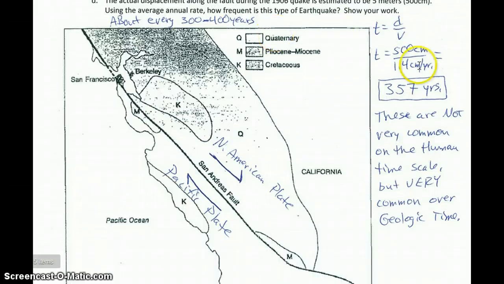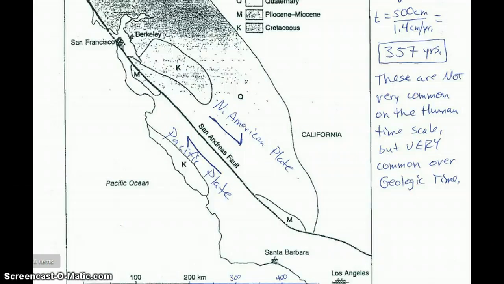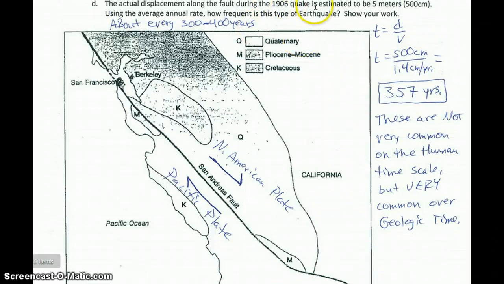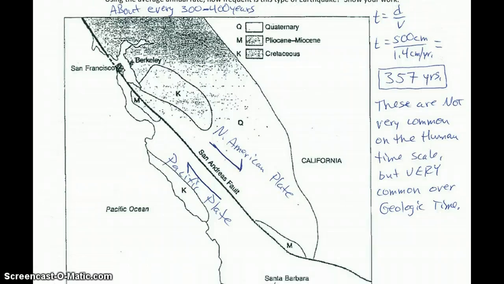So here we go. Letter D says the actual movement along the fault during the 1906 earthquake is estimated to be 5 meters, which is 500 centimeters. Using the average annual rate, how frequent is this type of earthquake? Show your work. So the time is going to be distance divided by velocity. If it moved 500 centimeters and 1.4 centimeters per year is the rate at which it moved, I get about 357 years. So these are not very common on the human time scale, but very common over geologic time. So we can say that about every 300 to 400 years, we get a major plate movement, releasing a tremendous amount of energy.